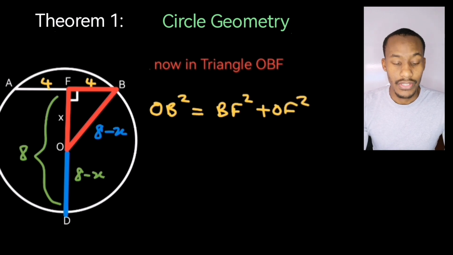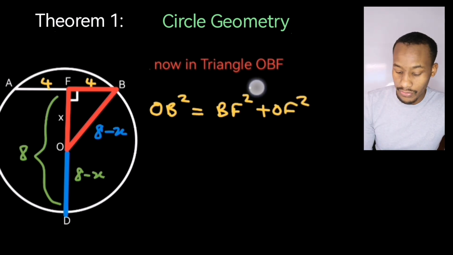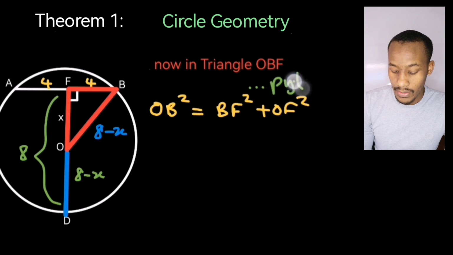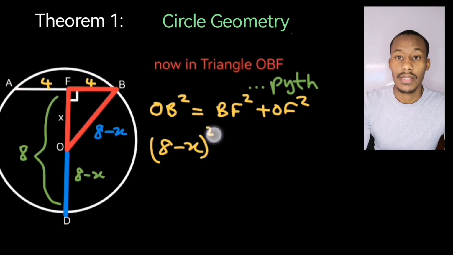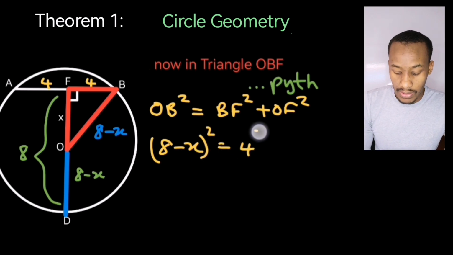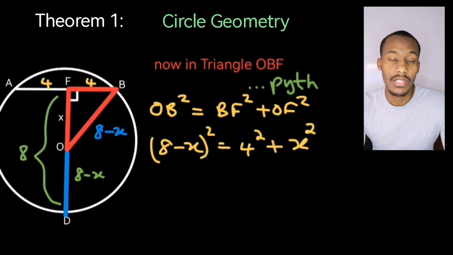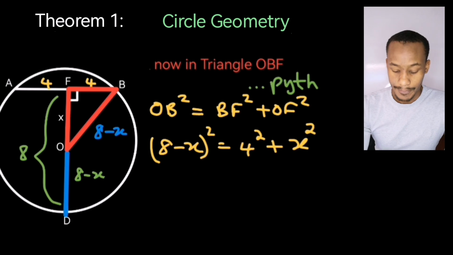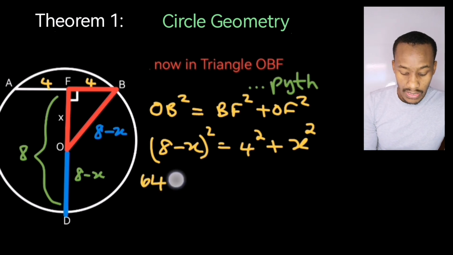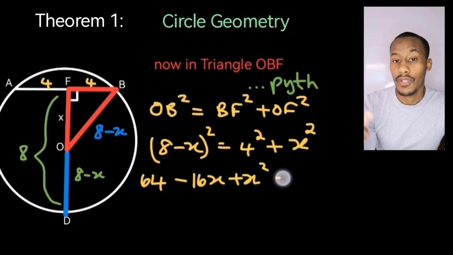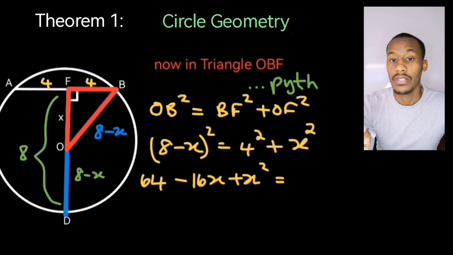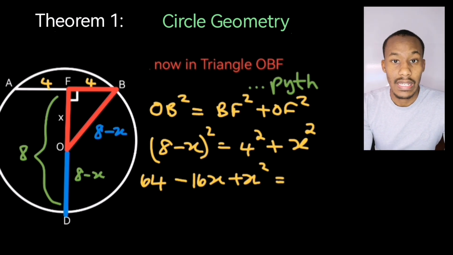Now let's do the substitution. Let's remember not to forget our reason, Pythagoras. So OB is 8 minus X centimeters, FB is 4 centimeters, and OF is X centimeters. You substitute these lengths and we're going to be multiplying out. So the (8 minus X) squared becomes 64 minus 16X plus X squared. If you forgot the shortcut method to square out those brackets, you can just do it the long way. You'll still get to the same result.